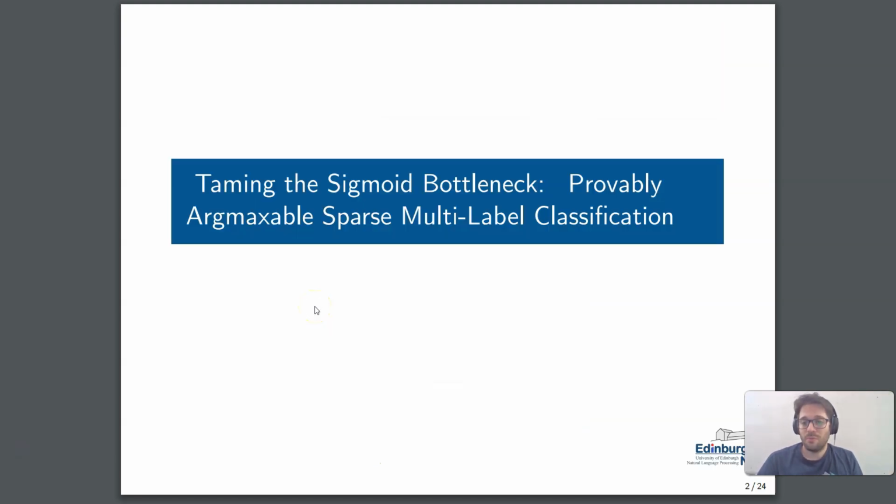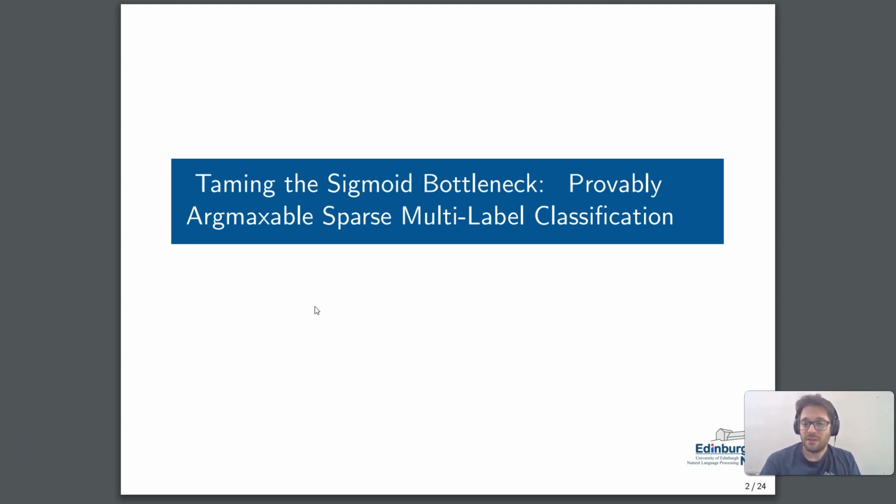My goal in this talk will be to raise awareness about constraints that arise when we have linear output layers that have many more outputs than inputs. Specifically, I will focus on multi-label classification, where such an output layer is called a sigmoid bottleneck.